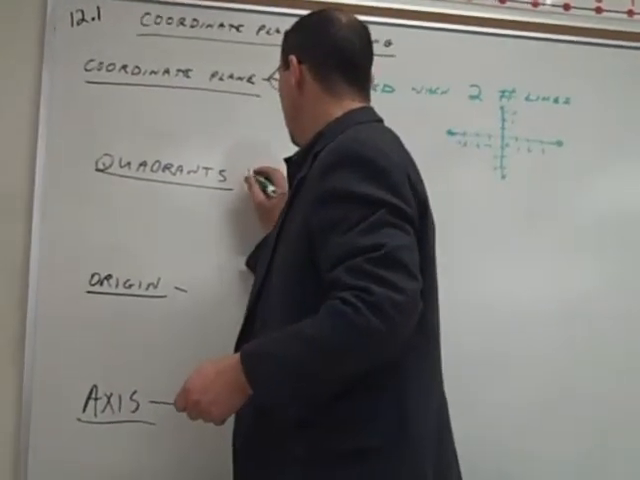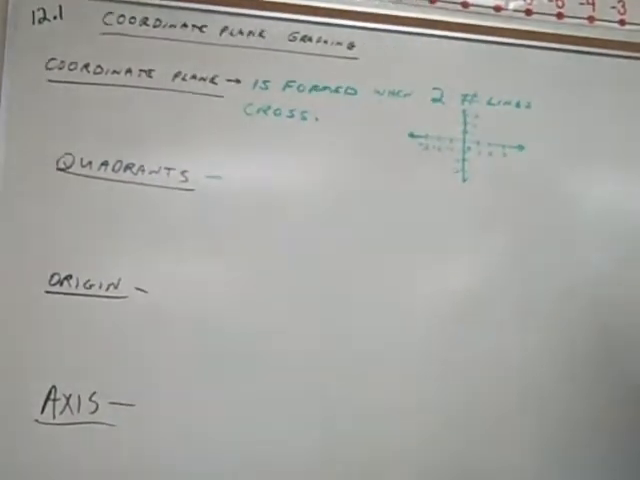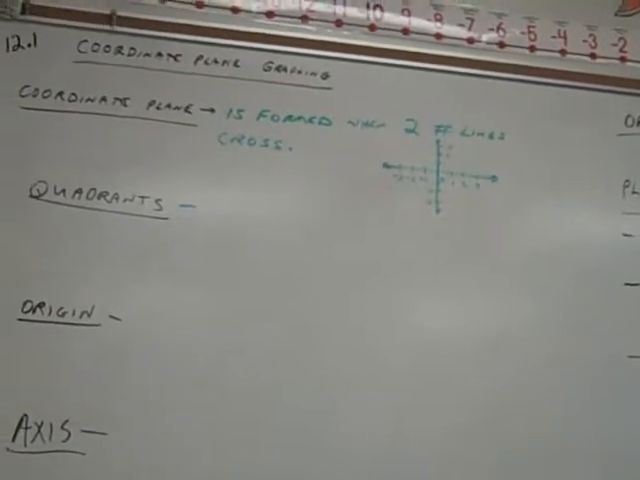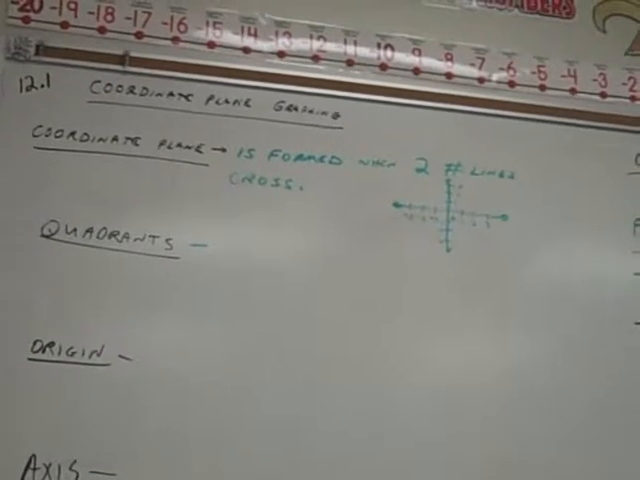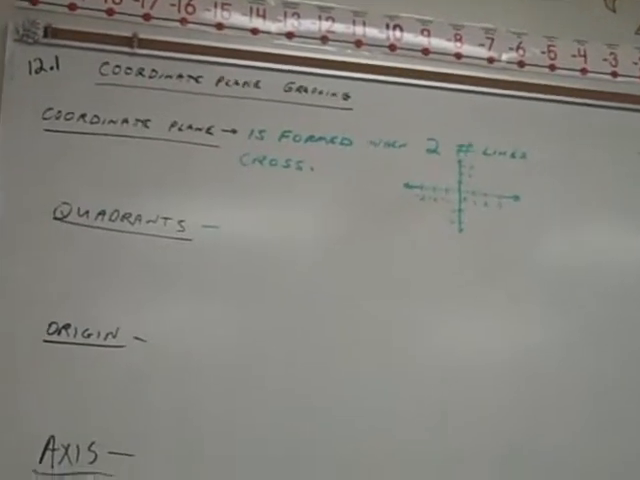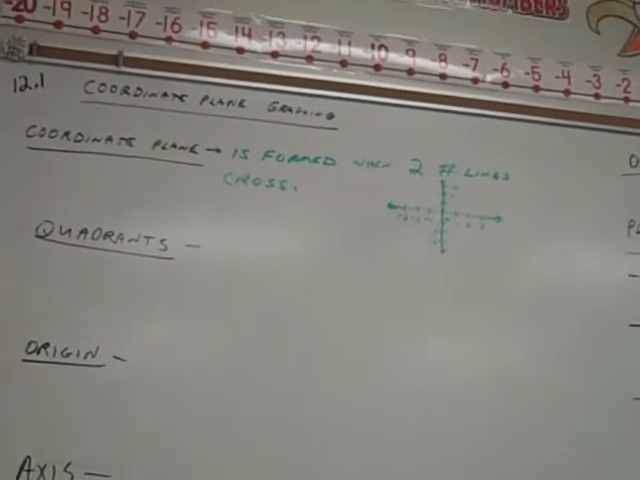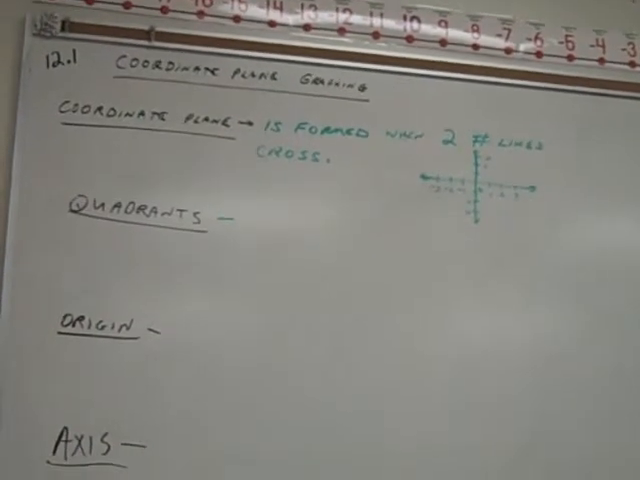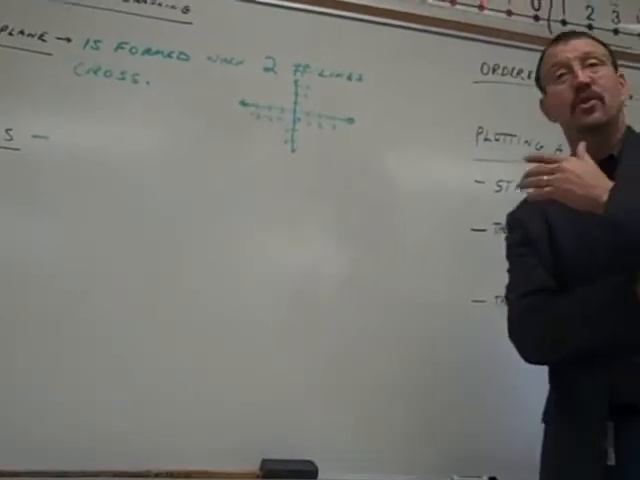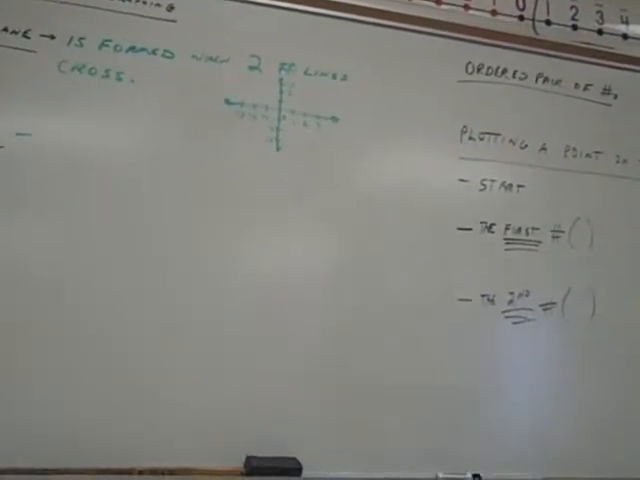Now, quadrants. What is that implying? Four of something. Quad. Do you see four something on that thing we drew? Four arrows. Four sections. Four triangles. Four right angles. You're all correct. When you crisscross two lines, four things are formed. The quadrants.